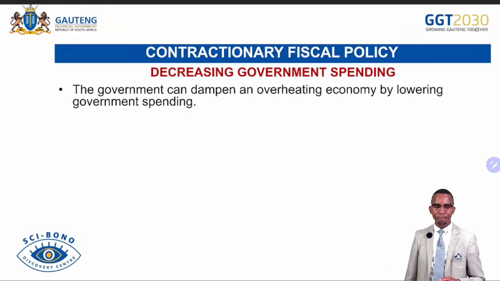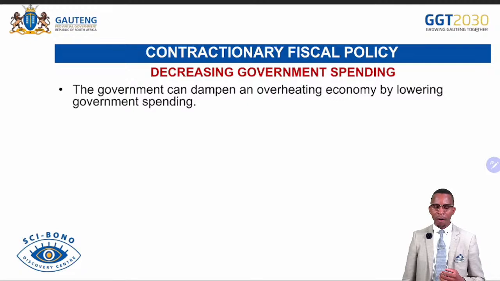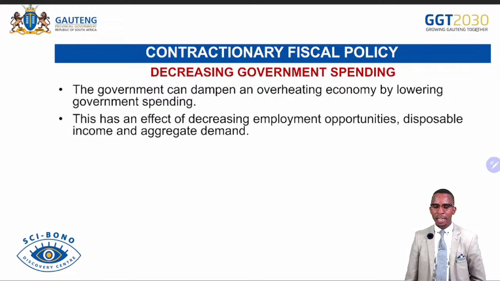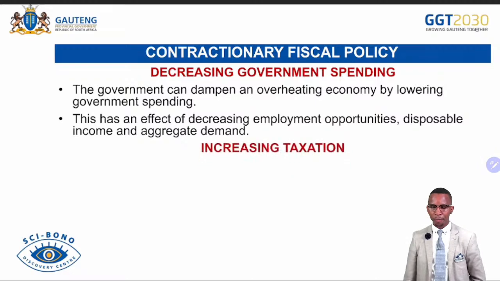Then let's see what is there. The government can dampen an overheating economy by lowering government spending. So if government spending is lowered, this has an effect of decreasing employment opportunities, disposable income, and the aggregate demand, like I've mentioned before.